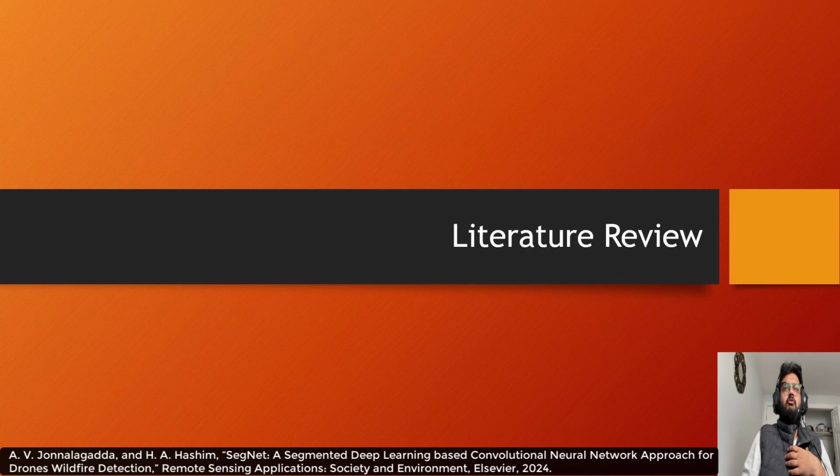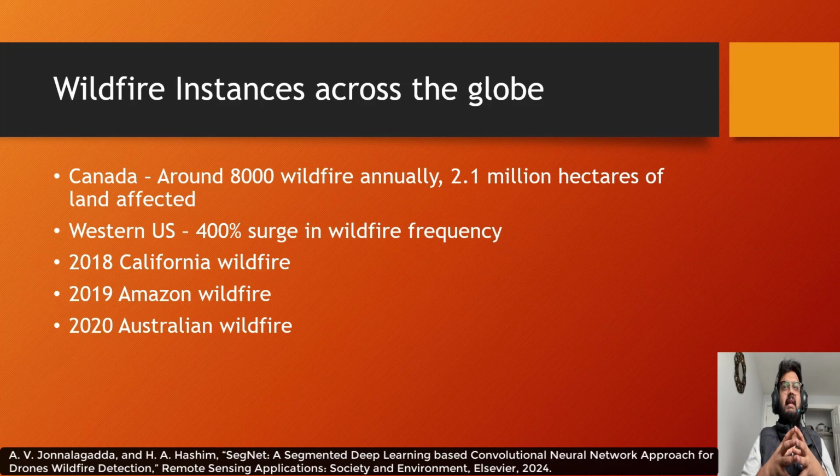Looking at the wildfire instances across the globe, in Canada alone, over 8,000 fires annually consume an average of more than 2.1 million hectares. In the western US, wildfire frequency and burnt areas have surged by 400% over the past decade. The devastating 2020 Australian wildfire that we all remember claimed over 1,500 homes and 500,000 animal lives, burned more than 14 million acres of land. Other destructive wildfires like the 2018 California fire and the 2019 Amazon rainforest fire resulted in substantial losses as well.